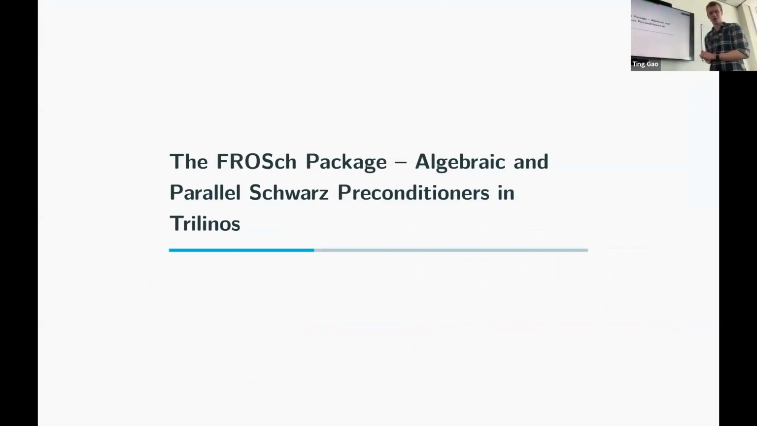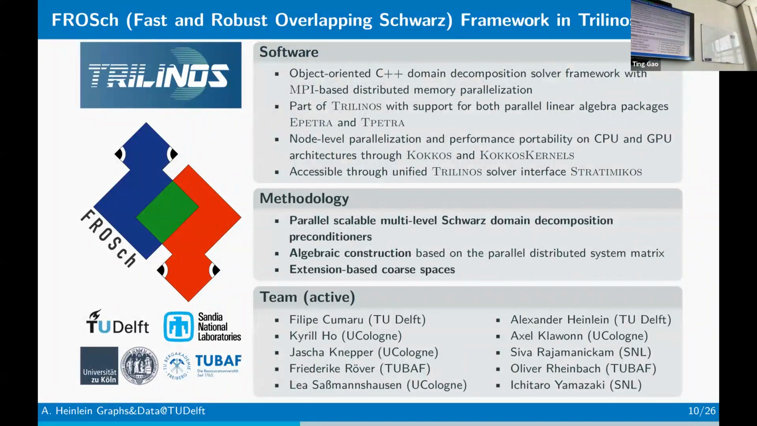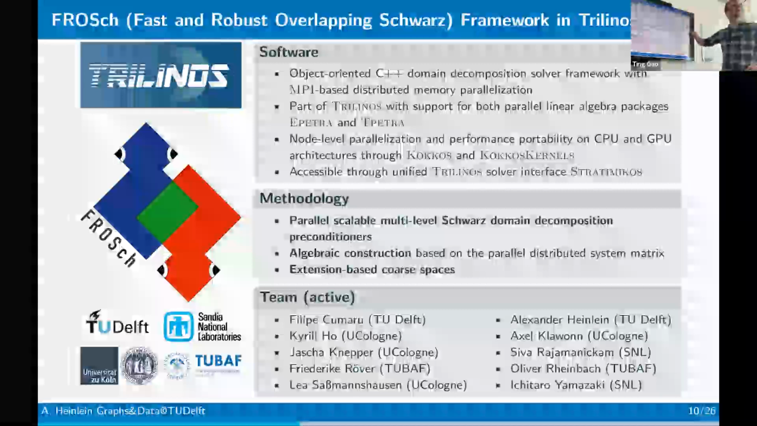So something that we have been working on is a software package, which is, let's say, for these kinds of solvers, which we call Frosch. In German, that means frog, actually, but the abbreviation is for fast and robust overlapping Schwarz methods. And it is something that we developed together with Sandia National Laboratory. So it's part of the Trilinos library.